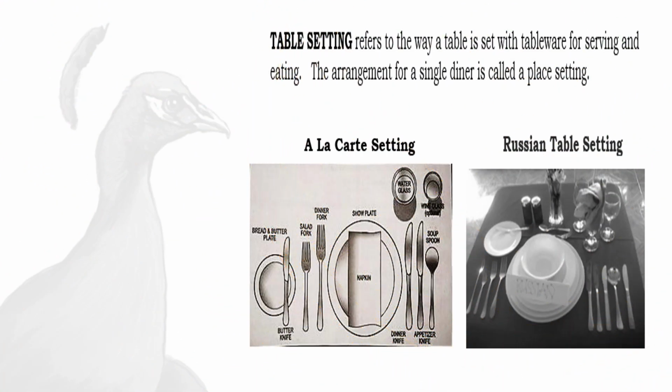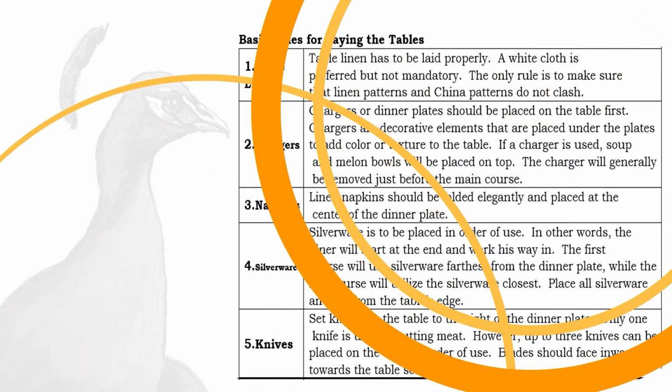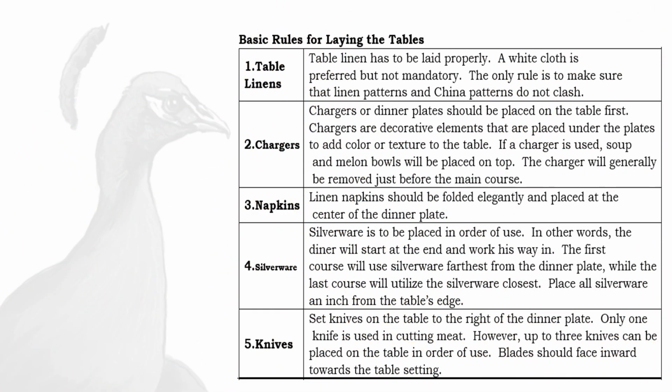Alright, let's proceed to table setting. Table setting refers to the way a table is set with tableware for serving and eating. The arrangement for a single diner is called a place setting. So we have here an a la carte setting and a Russian table setting. Let's move on to basic rules for laying the tables.